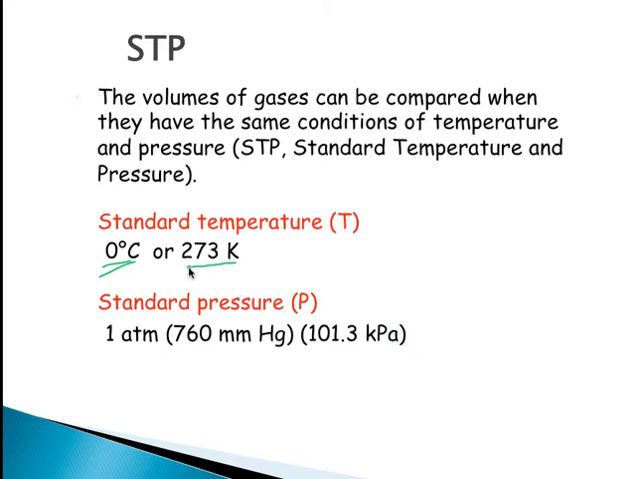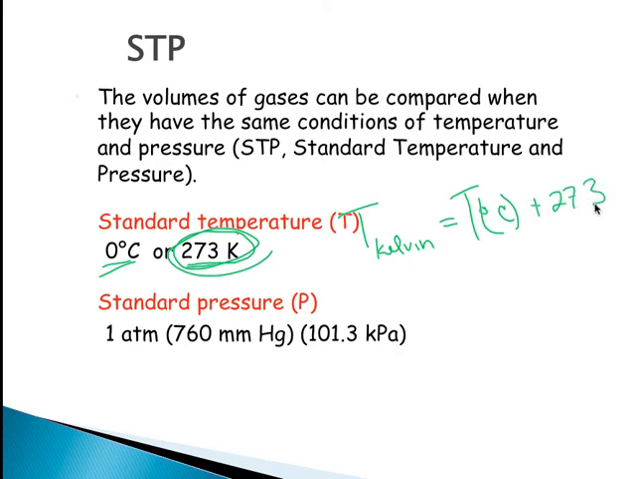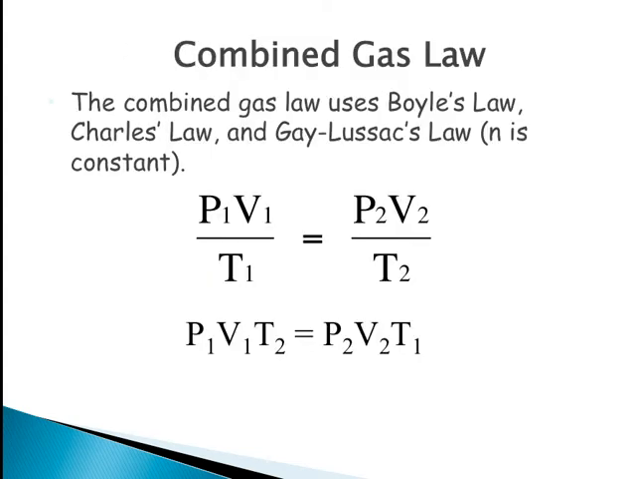And remember, when we deal with temperature in gases, we must use the Kelvin temperature, which is 273 plus whatever the degrees are in Celsius. So to convert to Kelvin, temperature in Kelvin is equal to my temperature in degrees Celsius plus 273. All right, so now let's get to the combined gas law.